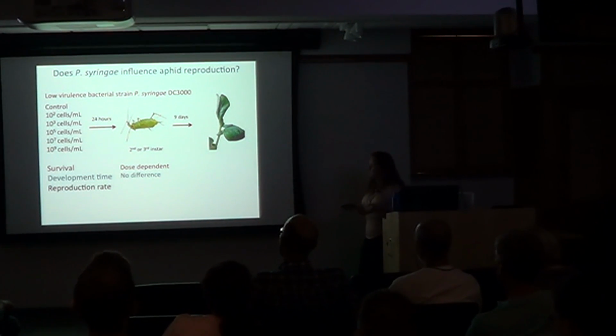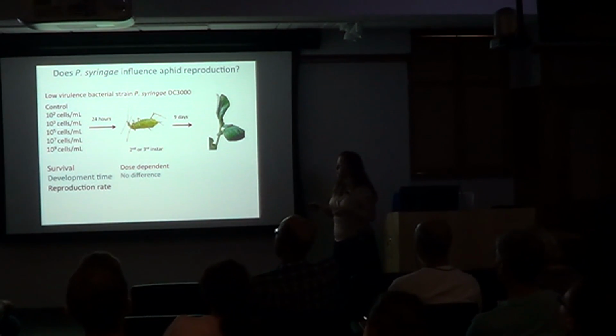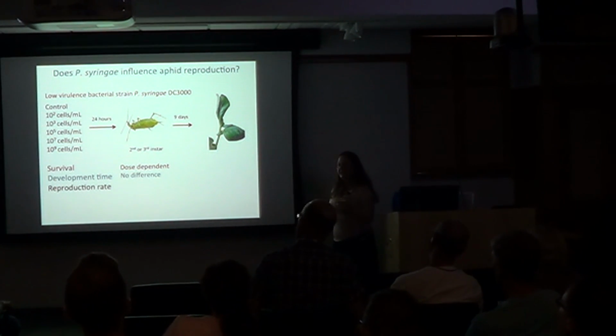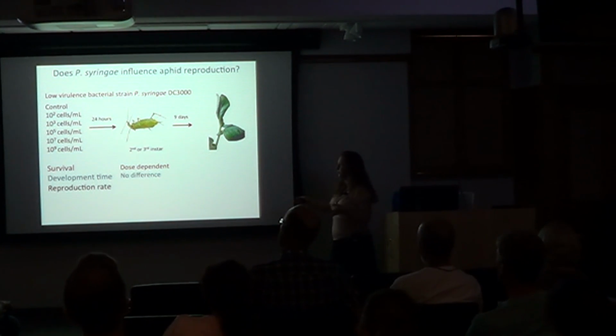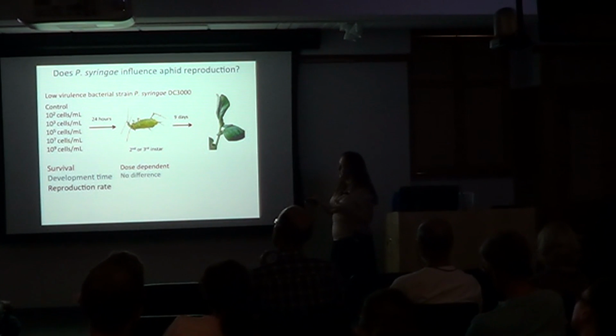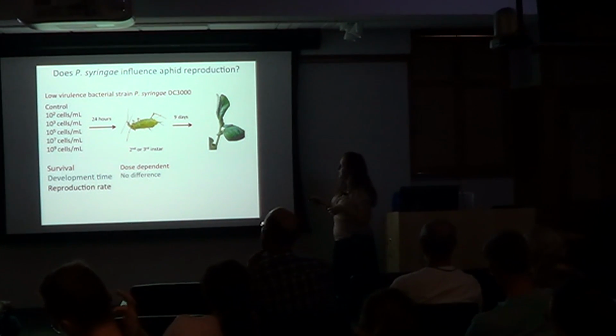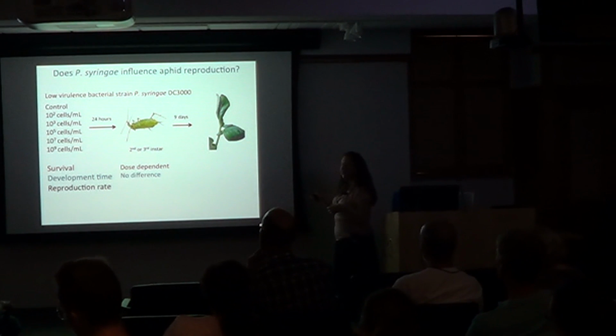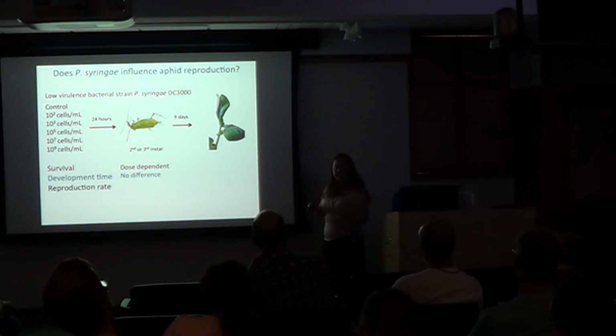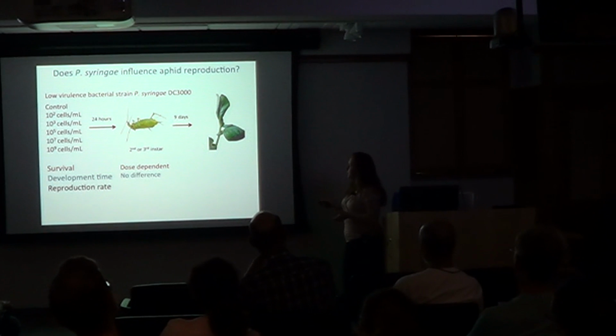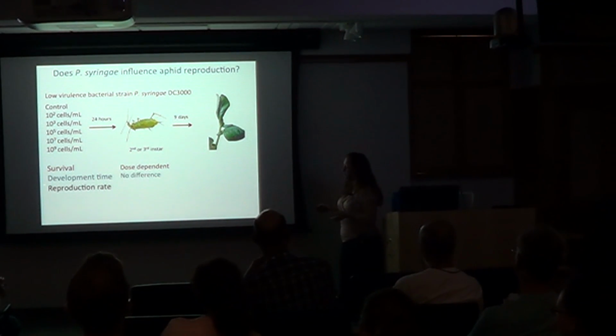So to test this, we set up an experiment similar to the one with B728A that I described before. Except this time we used DC3000 because it's a lower virulence strain, so it doesn't kill the insects as quickly, so we could actually follow them long enough to watch them reproduce. So again, the insects were infected in artificial diet using different titers of bacteria, except after they were infected, we put them on plants so they could be as happy as an infected aphid can be. And we tracked their survival, development time, and reproductive rate over the course of a week.